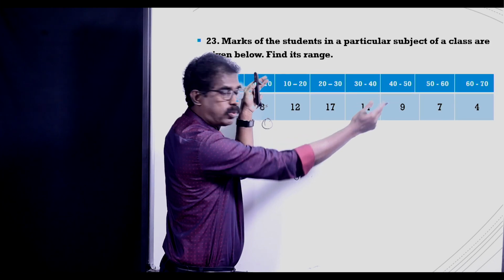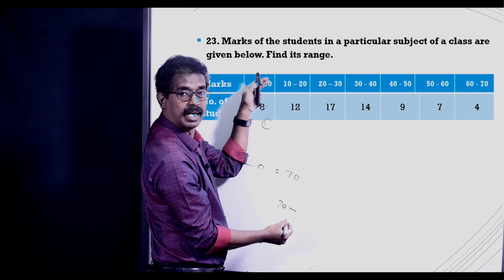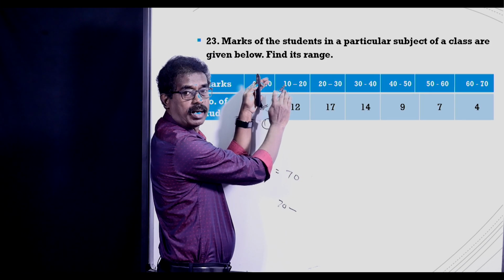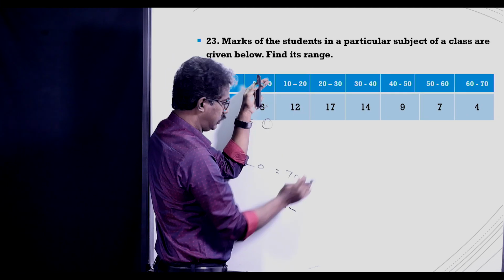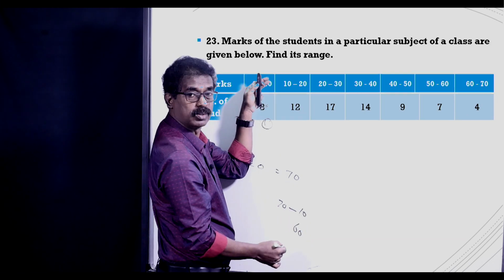Upper limit of the last one. What is that? 70 minus the lower limit of this one. What's the lower limit of this? 10. 70 minus 10, you write 60 as your answer.